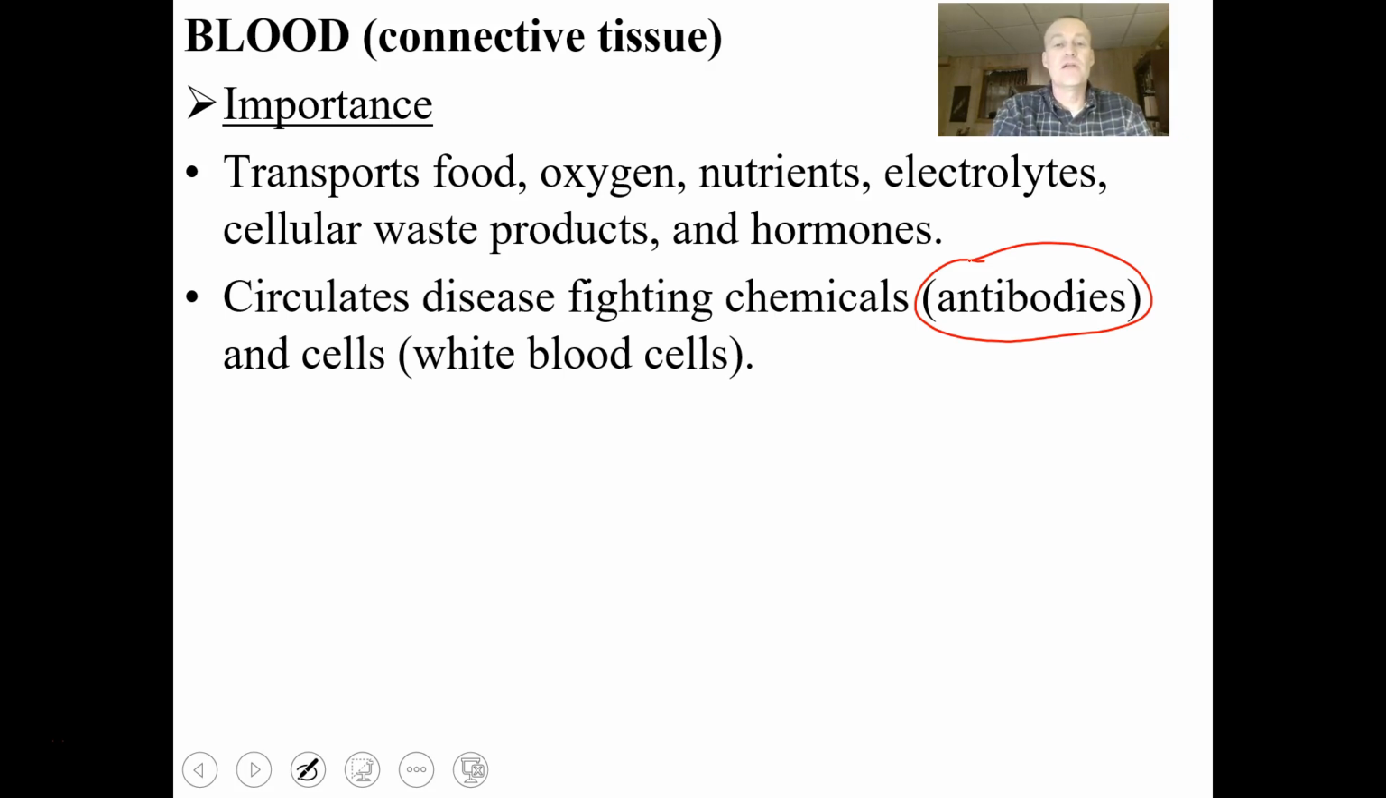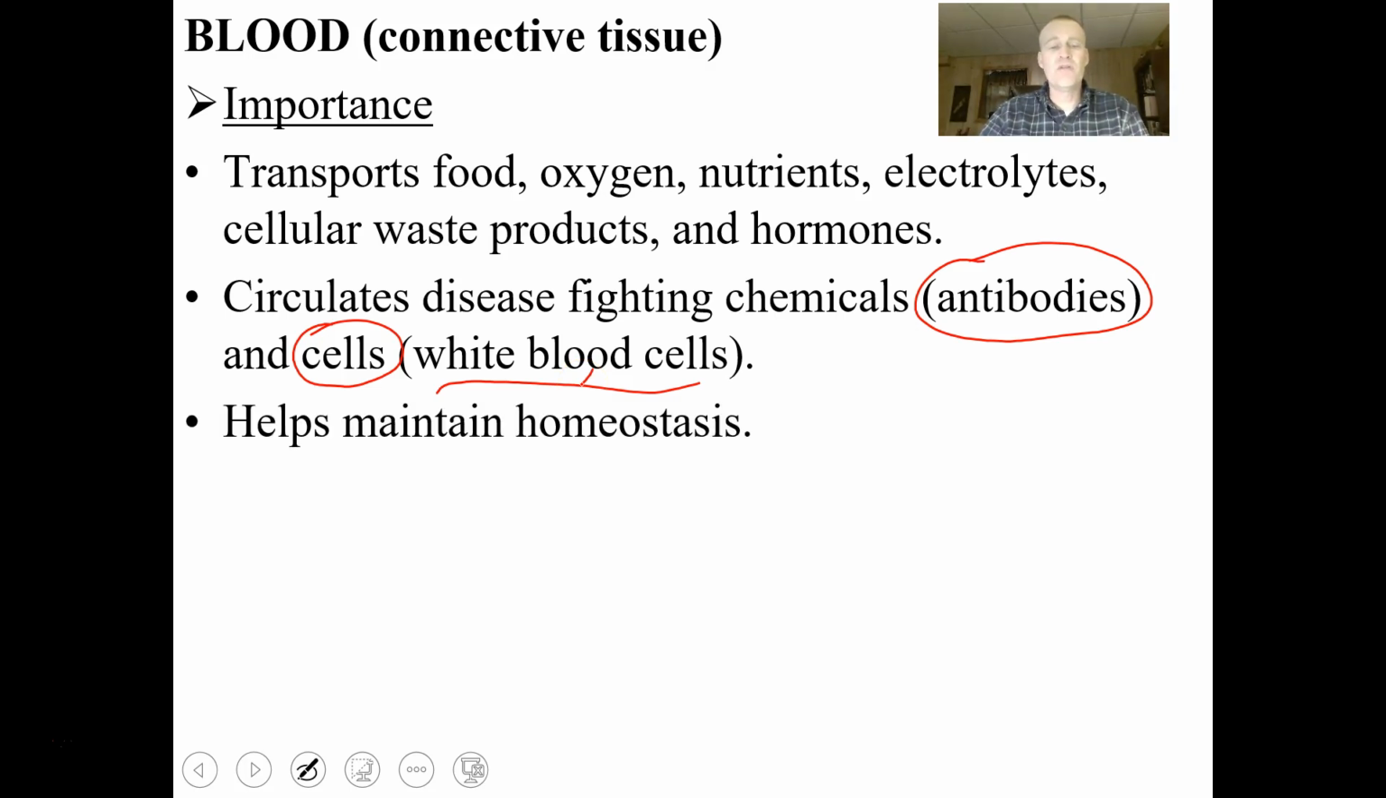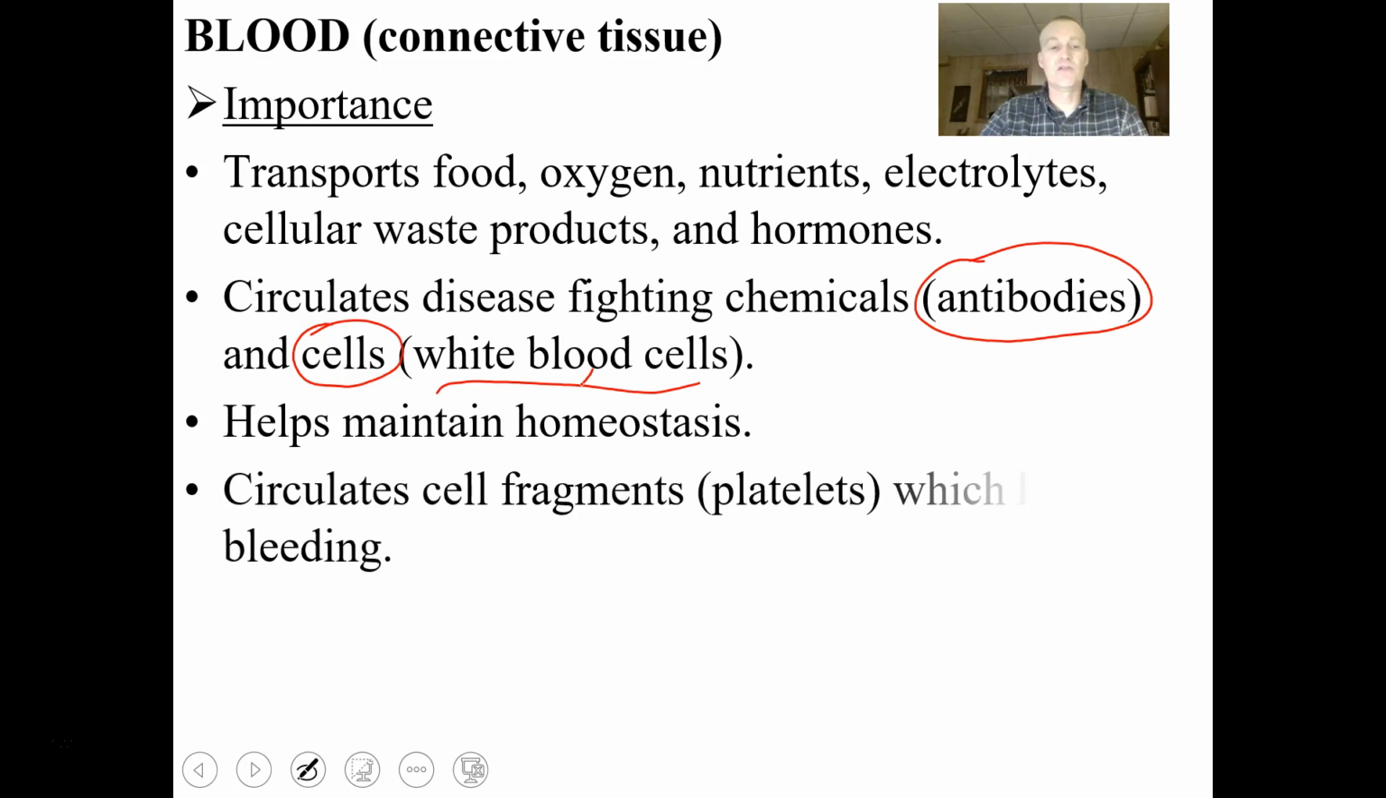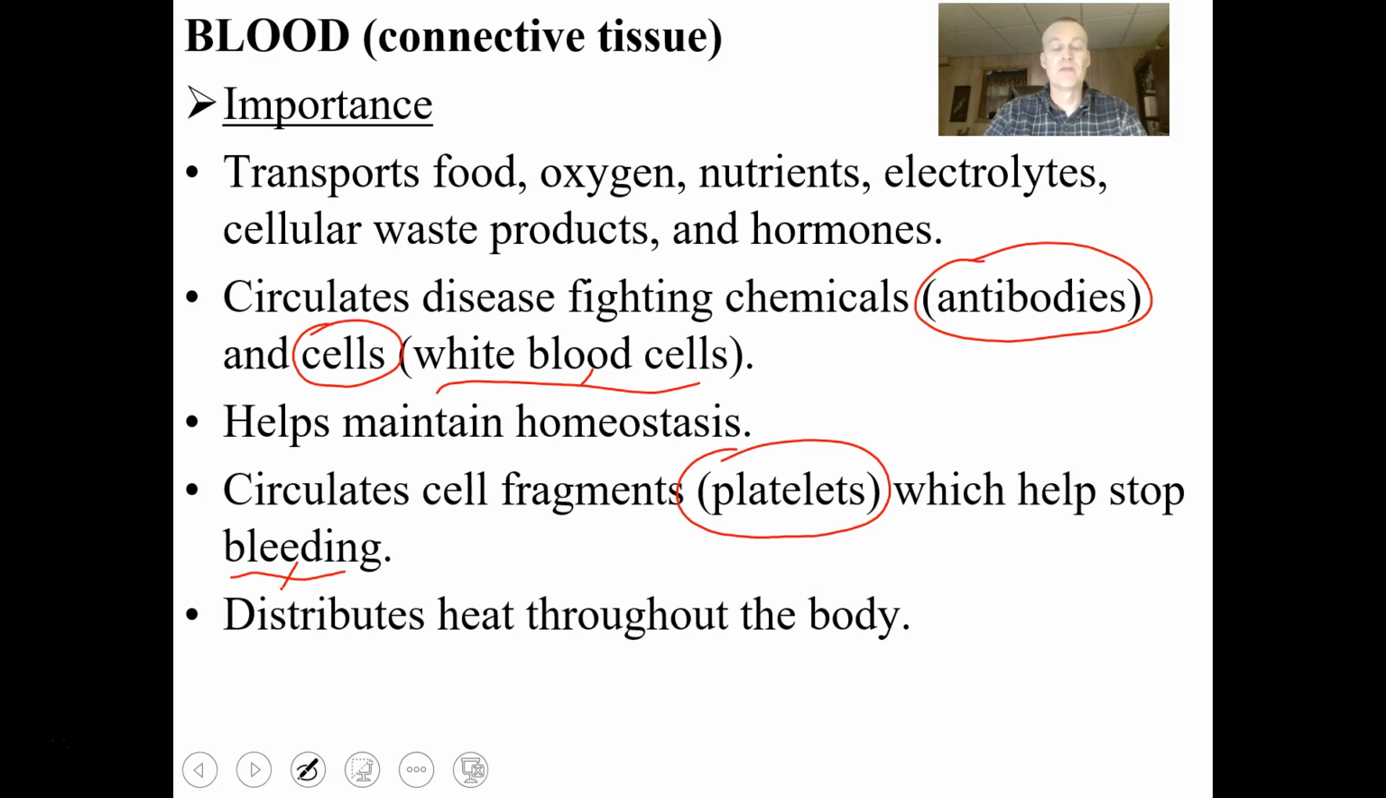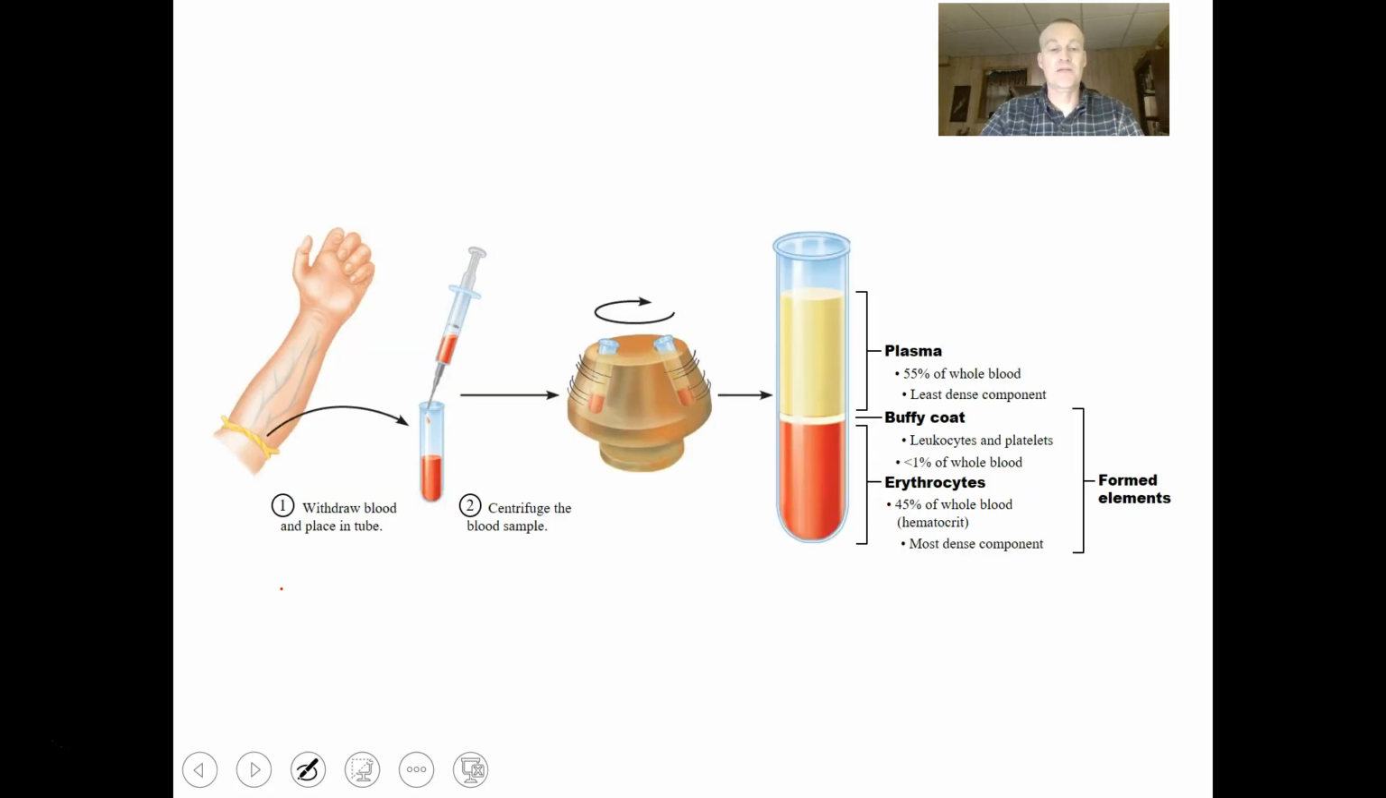Not only does the blood circulate disease-fighting chemicals, but it also circulates disease-fighting cells, and these are termed your white blood cells. There are many kinds of white blood cells that we'll study later on. So blood is very important in maintaining a steady state, a homeostasis. It also circulates cell fragments called platelets, and these will aid in maintaining the integrity of your circulatory system by plugging up any blood vessel that's bleeding. An underappreciated importance of blood is that it distributes heat through the body, and it helps to maintain proper pH of your fluids in your body.